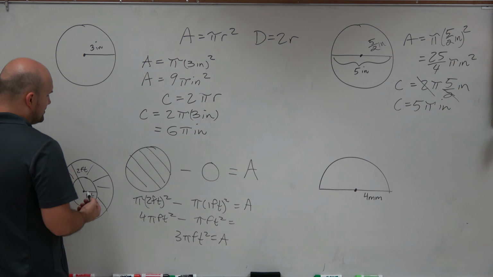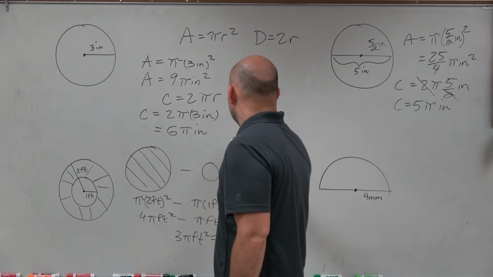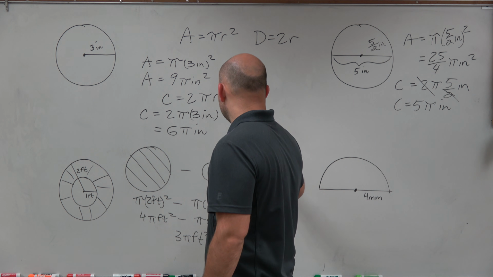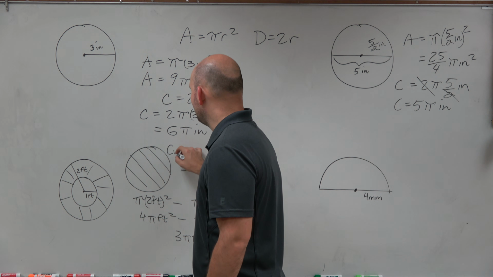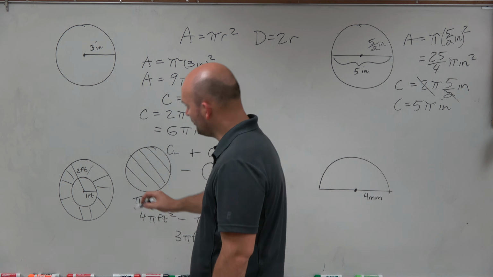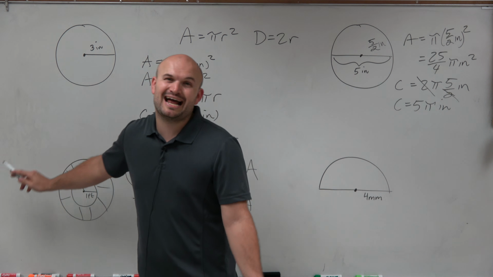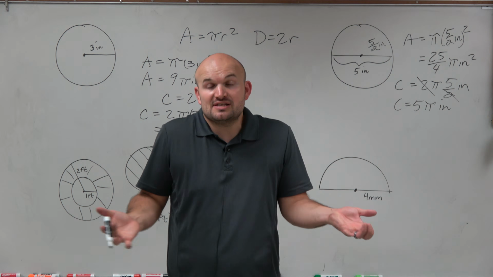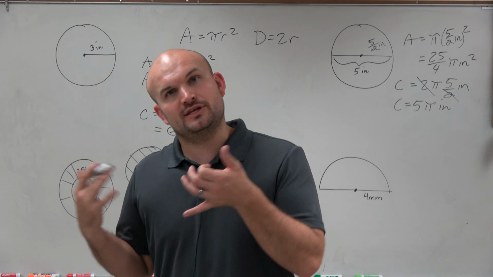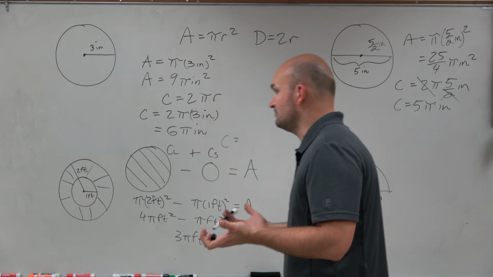As far as finding the circumference, again, the same thing. I'm going to find the circumference of the larger circle, and then add it to the circumference of the smaller one, because what I'm trying to do is find the circumference of the inner ring and add it to the circumference of the outer ring. Obviously, if you have a problem that's only asking for one or the other, then you just need to find the circumference of one of the circles. In this example, I'm going to find the circumference of both.